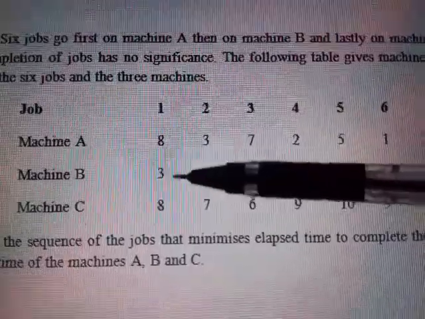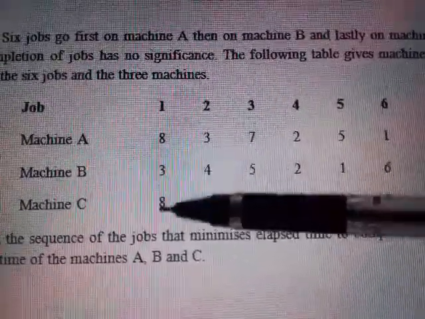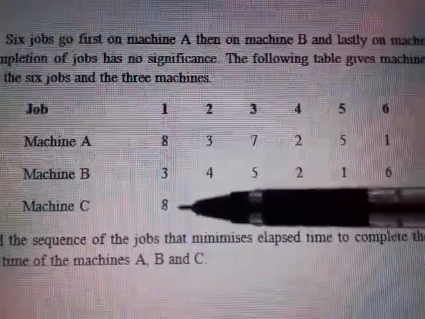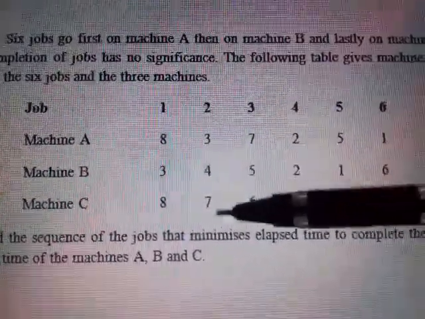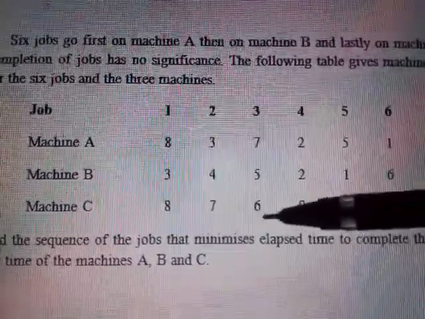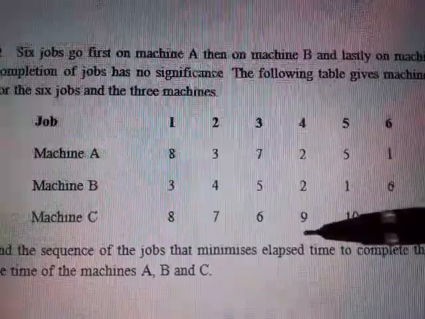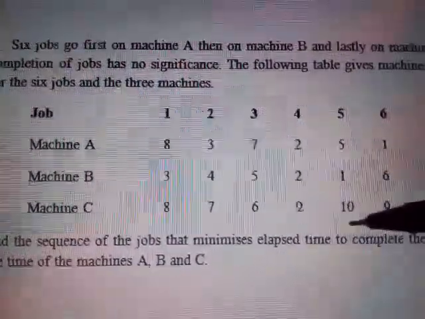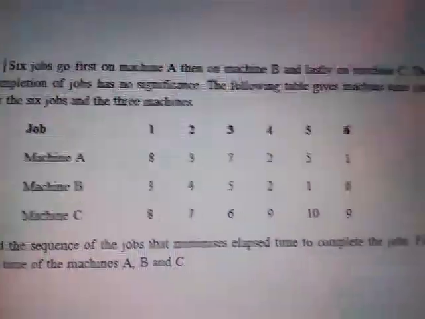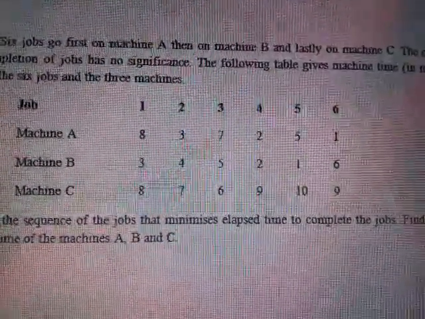And in H you have to add B mission and C mission times. So 3 plus 8, 11. 4 plus 7, 11. 5 plus 6, 11. And 2 plus 9, 11. And 1 plus 10, 11. And 6 plus 9 is 15. So this you place as G, and this you place as H. I have given it like this. This is the data we got.